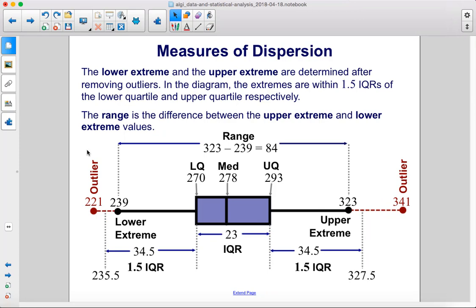The lower extreme and the upper extreme are determined after removing outliers. In the diagram, the extremes are within 1.5 IQRs of the lower quartile and upper quartile respectively. The range is the difference between the upper extreme and the lower extreme values. So you can see that we don't include these points here or here when we're making our box and whisker plot.